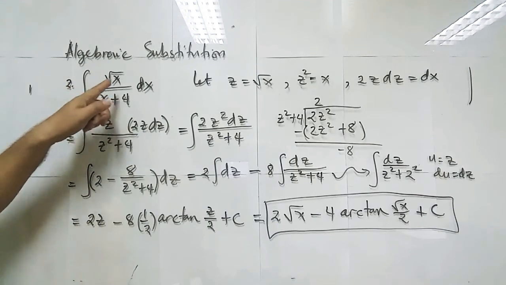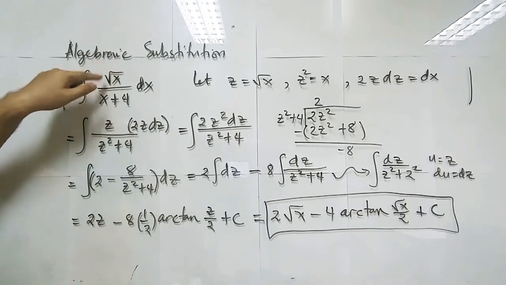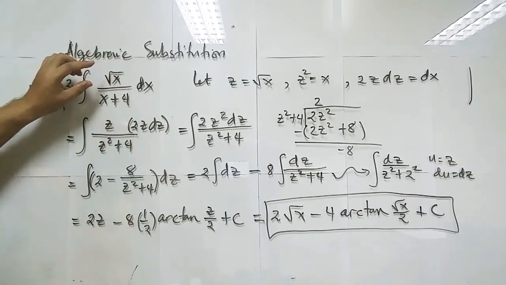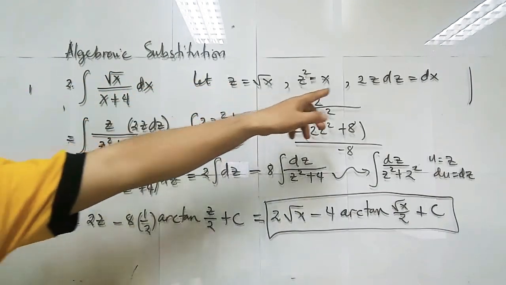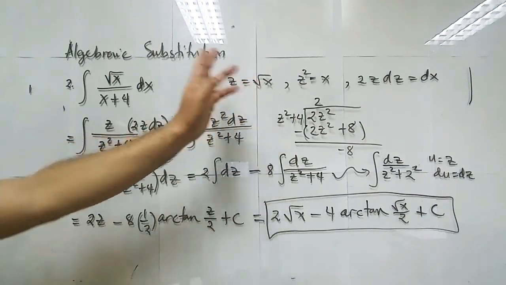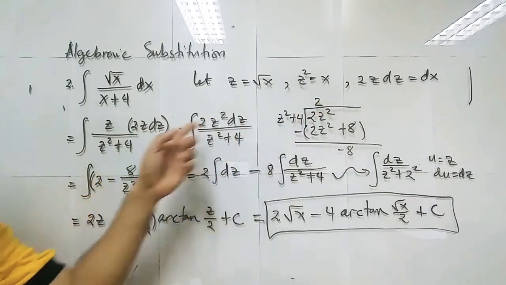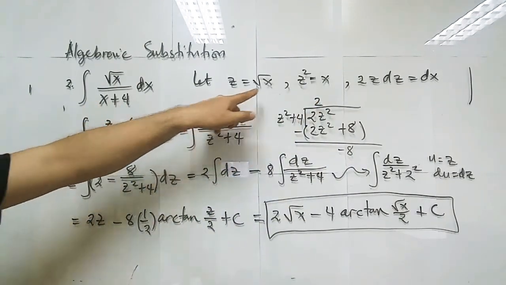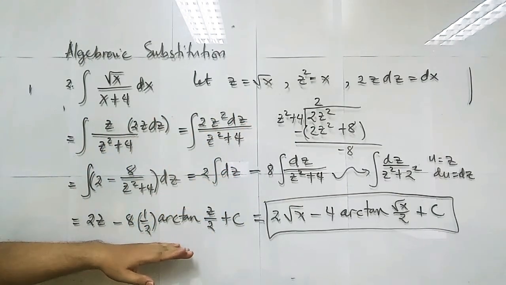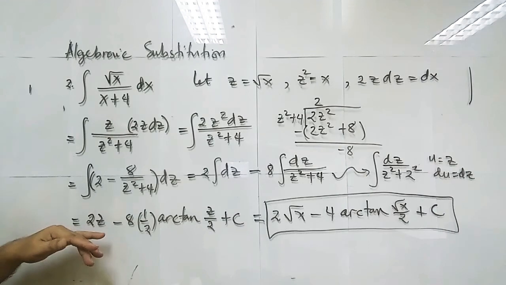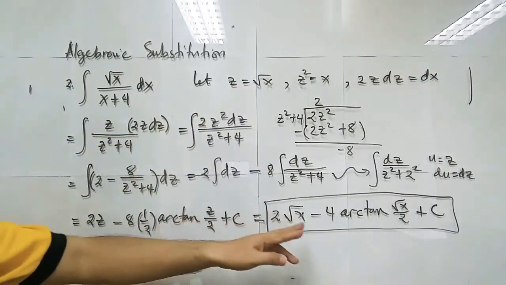Again, we substitute the value of square root of x as z. This square root of x makes this problem complicated. So let square root of x equal z, and then take the derivative. After that, we substitute all square root of x as z, and dx as this one. And instead of x, we use z squared, and then integrate. After we integrate, we arrive at this value, and then substitute back the value of z in terms of x. So we have this final answer.